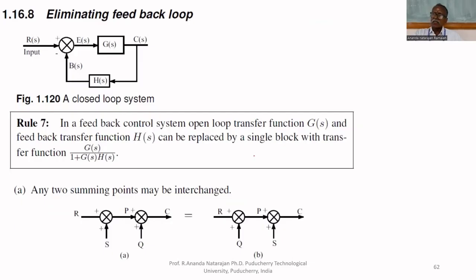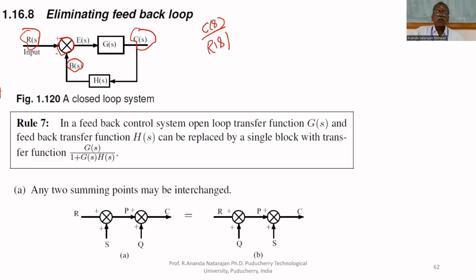The seventh rule is the feedback loop. R of S and C of S are input and output. You have to find C of S upon R of S. This is the summing block. Let us call the feedback signal B of S.